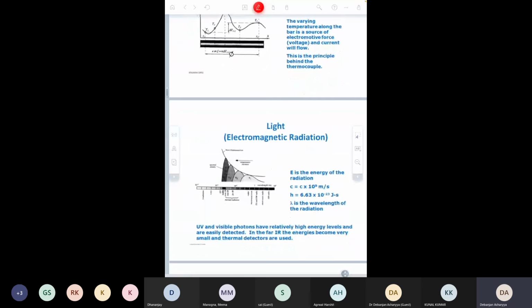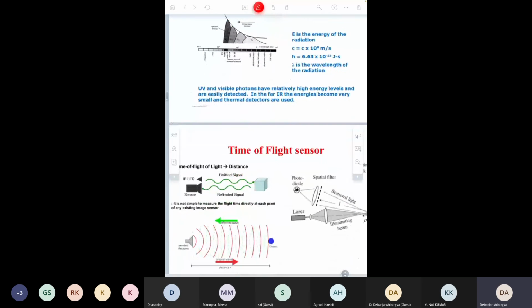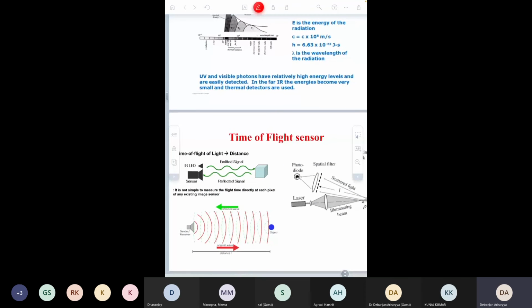Similarly, we have a wide range of the electromagnetic spectrum, starting from visible light to infrared and UV light. The radiation of this electromagnetic spectrum can be used as a sensing parameter, in what is known as the range sensor or the time of flight sensor. The basic principle of this kind of sensor is something like this: you have a sender and a receiver, that means a sensor and a detector.